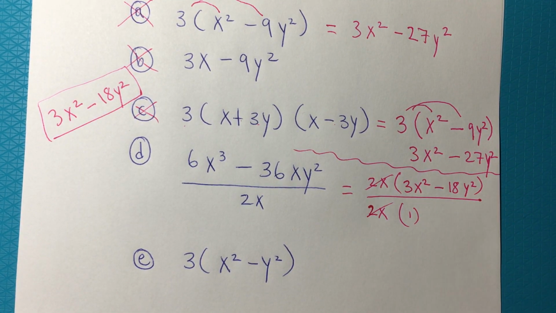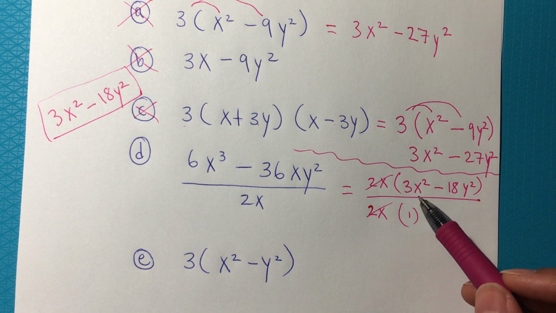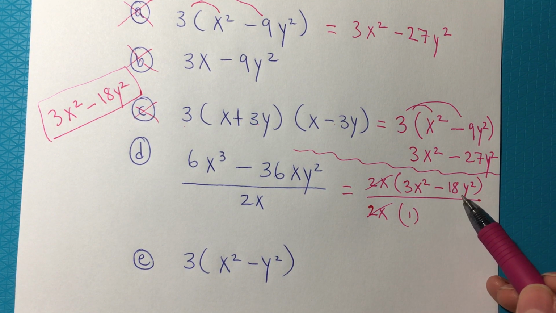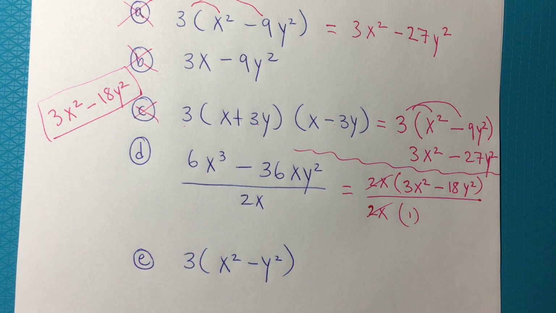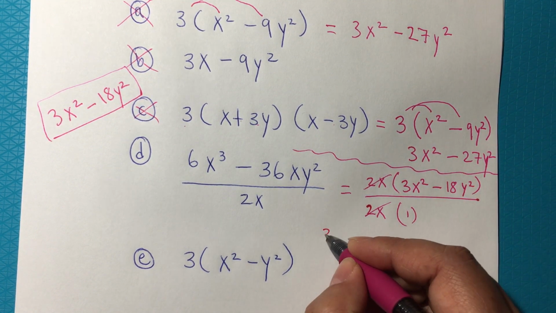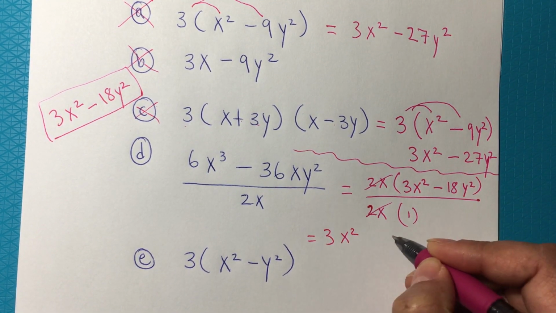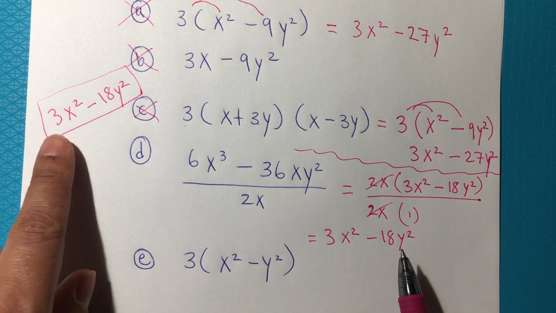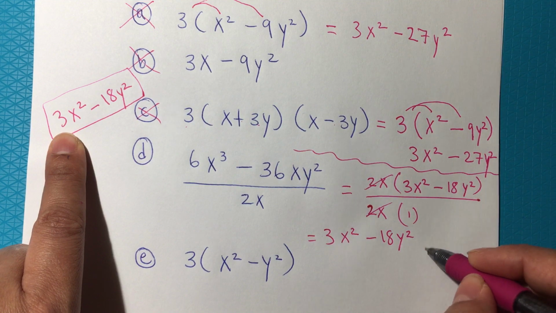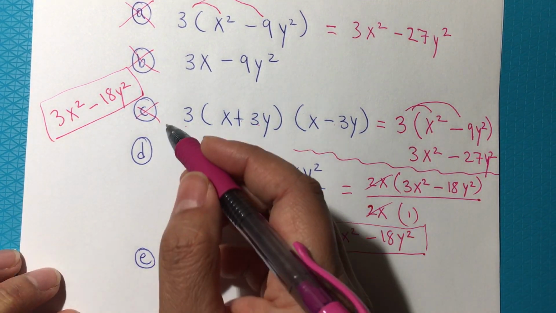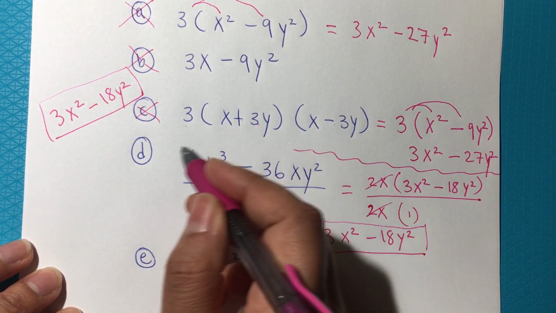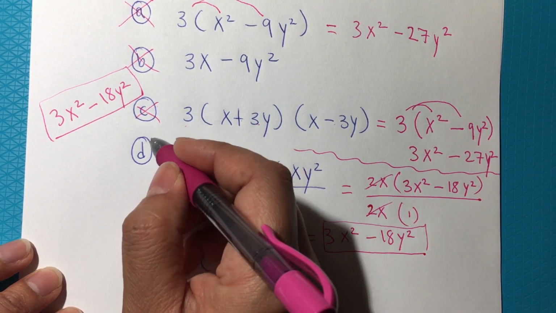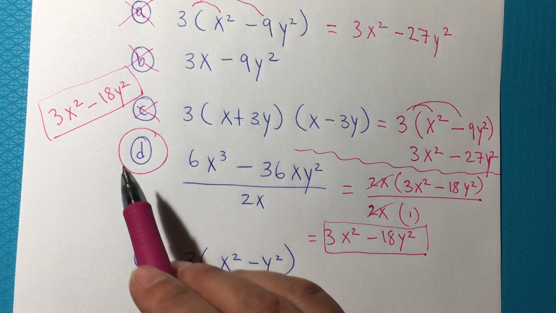This greatest common factor cancels, and 3x squared minus 18y squared divided by 1 is just 3x squared minus 18y squared. So we notice that those are equal to each other, and so this is an answer, okay? So you can circle the whole expression, or circle the letter D.